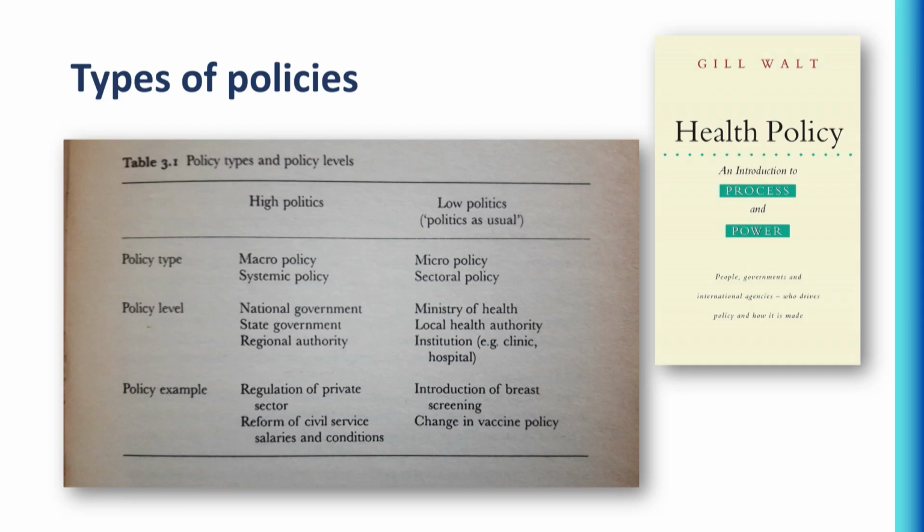Low politics or high politics, when we say. So when we talk about high politics, it's the macro level policy we talk about. Low politics are the micro level policies, sectoral policies. And the policy level could be either the national government policy, state government, regional authorities. In the low politics, we'll talk about Ministry of Health, local health authority institution, a policy at the clinic level, a policy of a hospital. Policy could be categorized or divided across the health, high politics and the low politics.